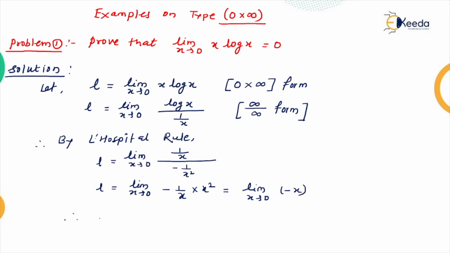Therefore, the limit operates on this minus x. So what will be your answer? x is replaced by 0. This is not 0 by 0 or infinity by infinity, therefore we can directly apply the limit on x. So this is 0. I hope you understand this very well. Next example I'm going to discuss with you. Now we are going to discuss problem number 2.